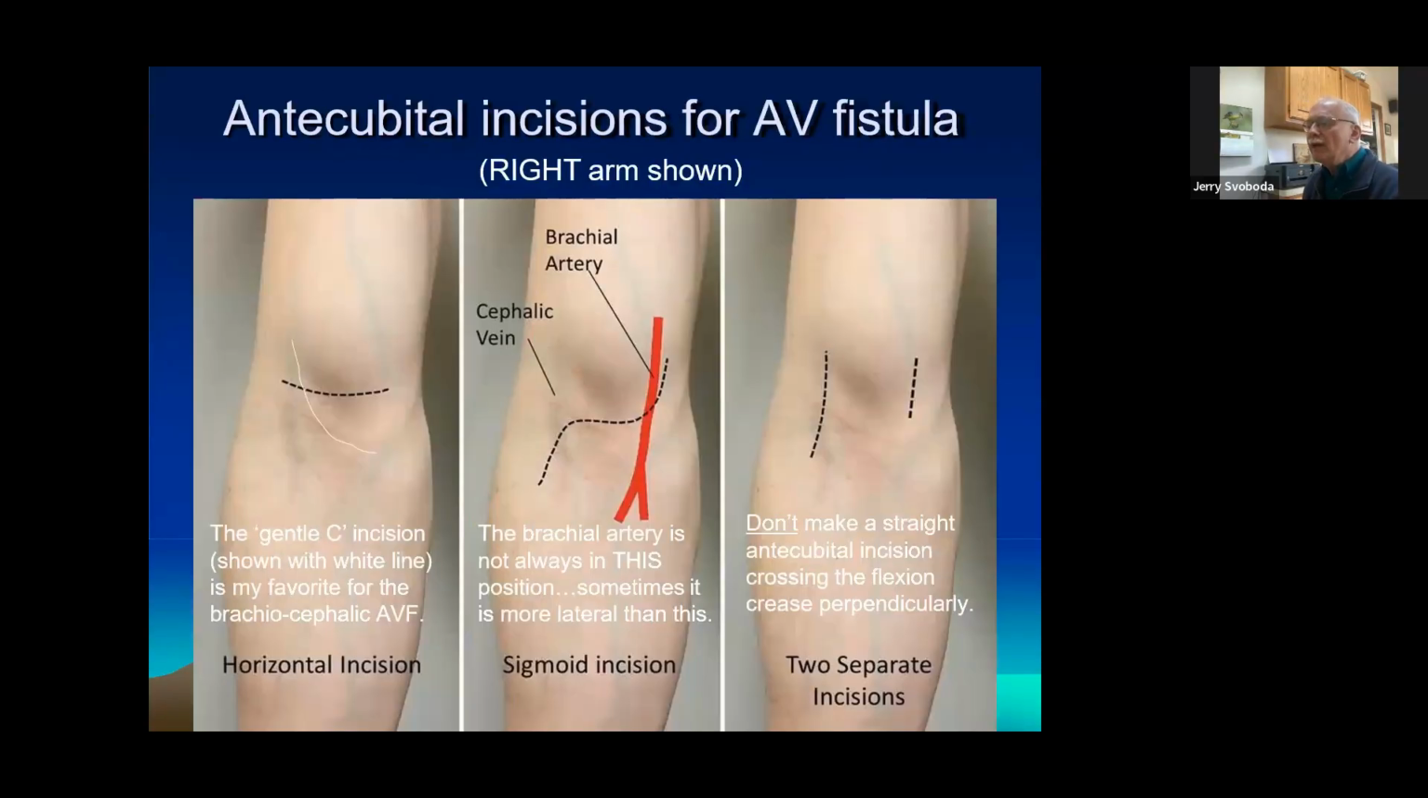The incision to make an AV fistula at the antecubital level is your choice, and the various dotted lines show incisions that people have used, but my favorite incision is the curved line that you see in the left-hand picture, the curved white line. The curved dotted line I've never used. I've used these other incisions sometimes, but by far and away, the curved white line is what I use.